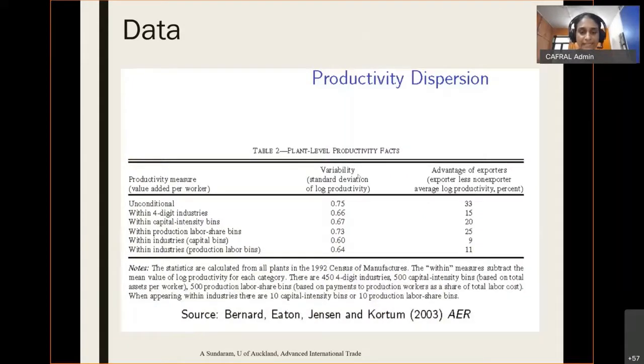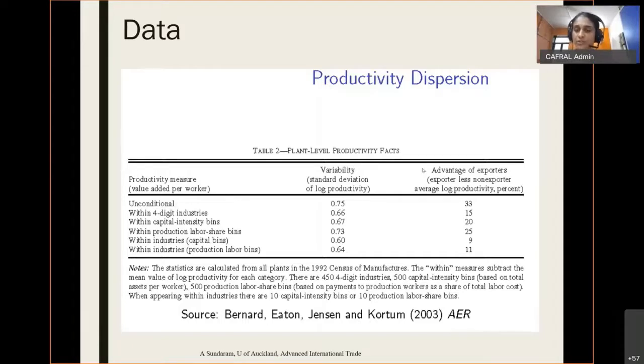And so here I have some data from the BEJK 2003 AER paper, where they're looking at plant level productivity. And they're looking unconditional. So they're looking at the standard deviation of productivity across firms. So how variable is productivity? And what they see is even when you look within 4-digit industries, when you look within capital intensity bins, so you're looking at firms that have very similar levels of capital intensity, very similar production labor shares, right? So if you look at firms that are very similar in a lot of other ways, you will still see that there's quite a lot of variation in their productivity levels, even within these bins.